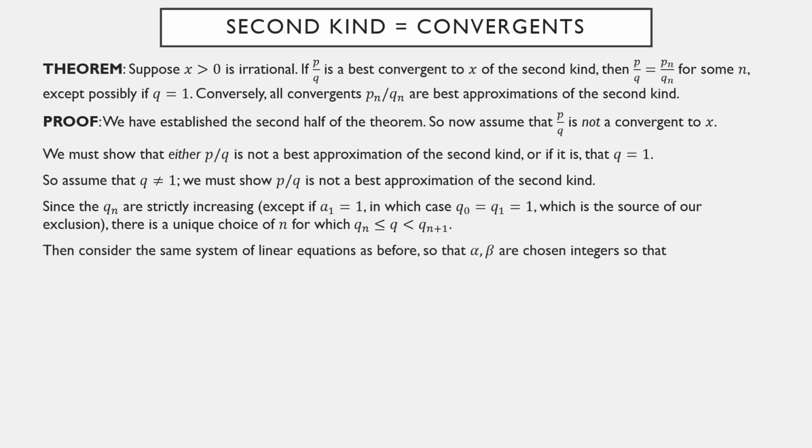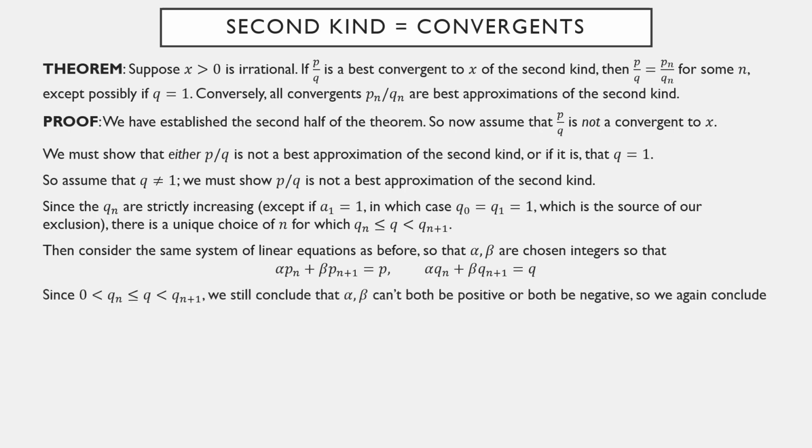Then we consider the same system of linear equations from before, so alpha and beta are integers that solve these two linear equations. Now since Q is less than Qn plus 1, but bigger than or equal to Qn, we still conclude that alpha and beta can't both be positive, because then Q would be too big, and can't both be negative, because then this would end up being a negative number. So we can do the same arguments about opposite sign to substitute in P and Q for these linear expressions here. Because these can't both be positive and can't both be negative, and these are of opposite sign, the absolute value splits apart just like it did in the previous half.